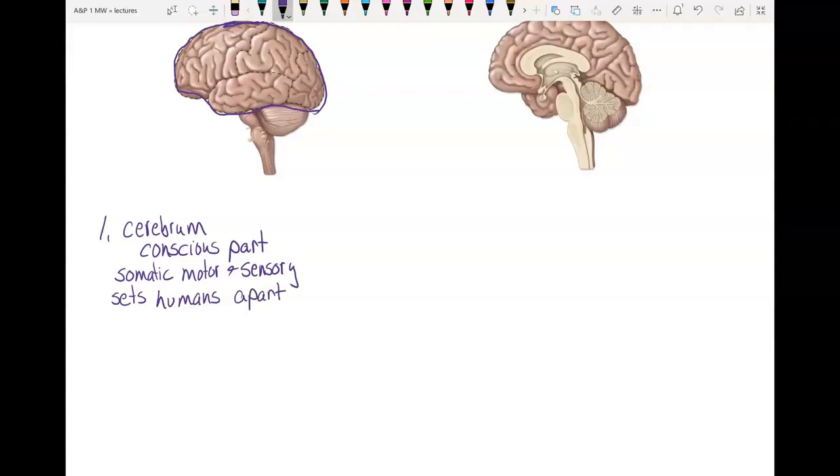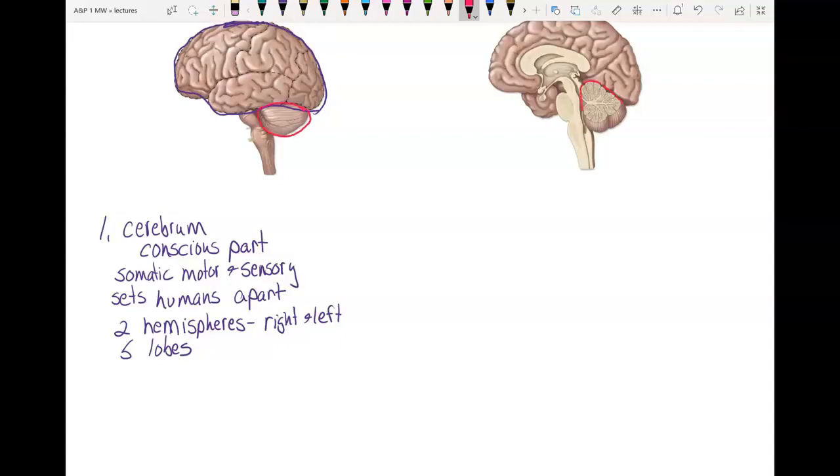And the cerebrum is divided into 2 hemispheres. So it has a right side and a left side. And each hemisphere is divided into 5 lobes. And we are going to go over the lobes and the hemispheres later in another video. For now, we're going to go ahead to the next part, which is the cerebellum. So that's this little part back here.